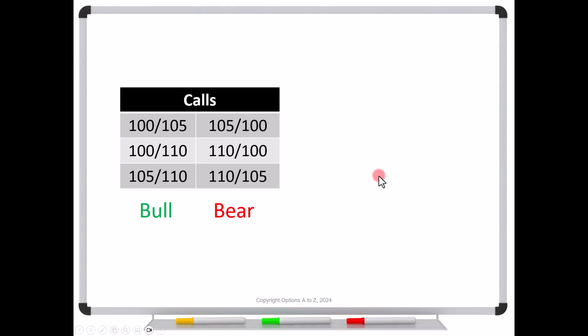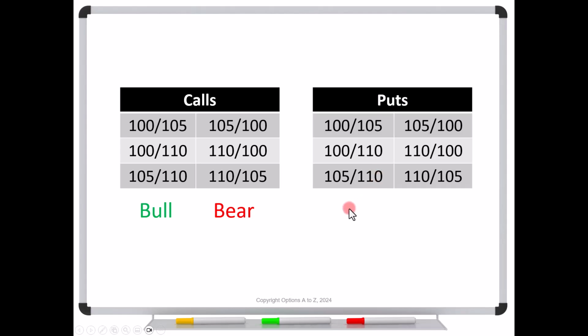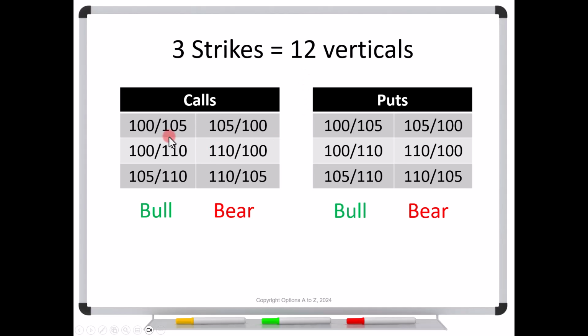But I could do the same thing with the puts. I've got bull spreads and bear spreads. So again, with 3 different strikes, choosing calls or puts, we have 12 verticals. And there they are. The thing that you want to start noticing is that this stuff starts multiplying out quickly. And that's why it can be very hard to try to make a decision. Once you really start looking at all of the different combinations, it's not a real easy decision.